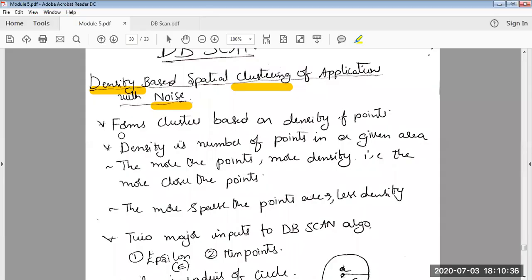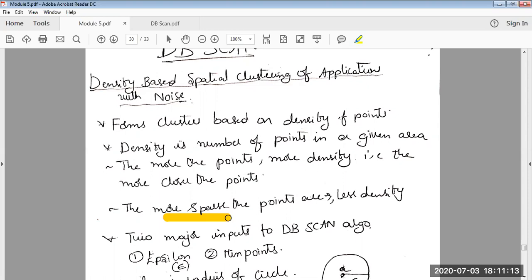In the very first point, the DBSCAN algorithm forms clusters based on the density of the points. Density is a collection or group of points in a given area, as already mentioned. The more the density, the closer the points will be. That is the first point. The more sparse the points are, the lesser the density. More sparse means the distance between the points within a cluster is comparatively larger. If that is the case, the density of the cluster will be less.